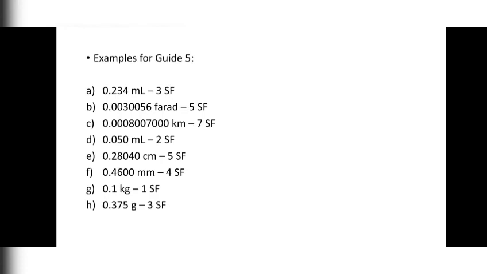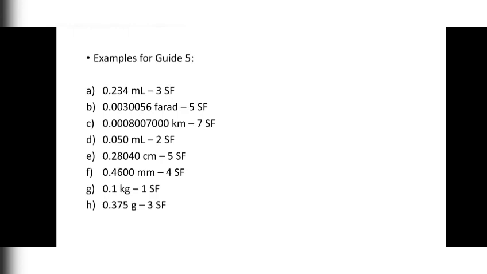For letter G, we have 0.1 kilograms. Now this one only has 1 significant figure because 0 is not counted as a significant figure and 1 is counted as a significant figure, so there's only 1 significant figure. For letter H, we have 0.375 grams, which is 3 significant figures.